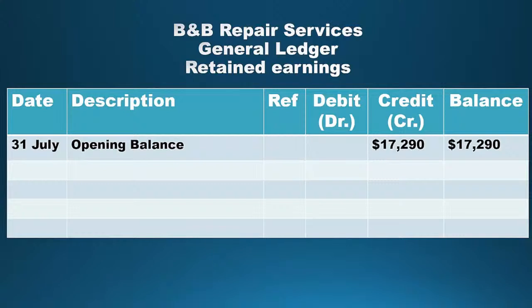Retained earnings is an equity account, so this opening balance is recorded on the credit side of the ledger. Step 3. We're ready to post the August transactions.